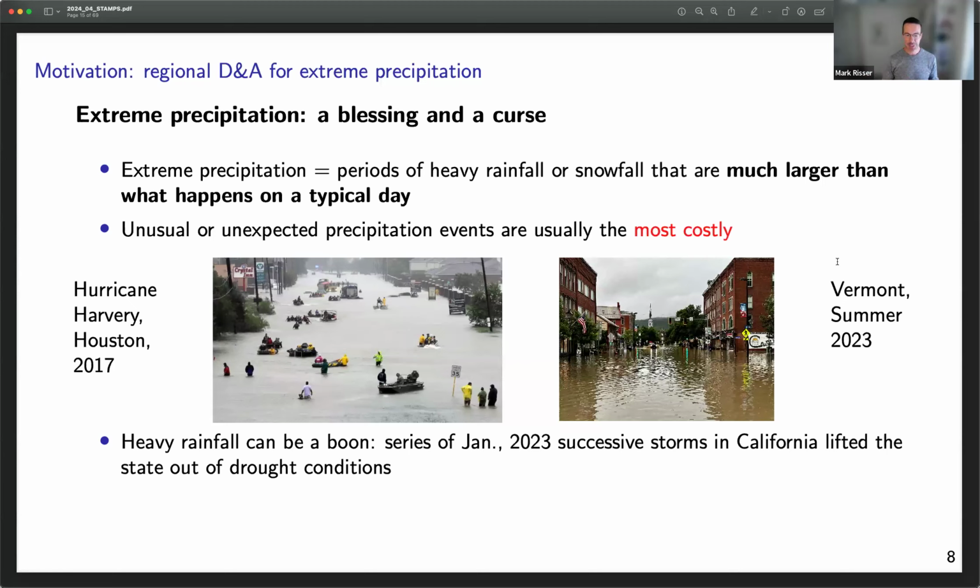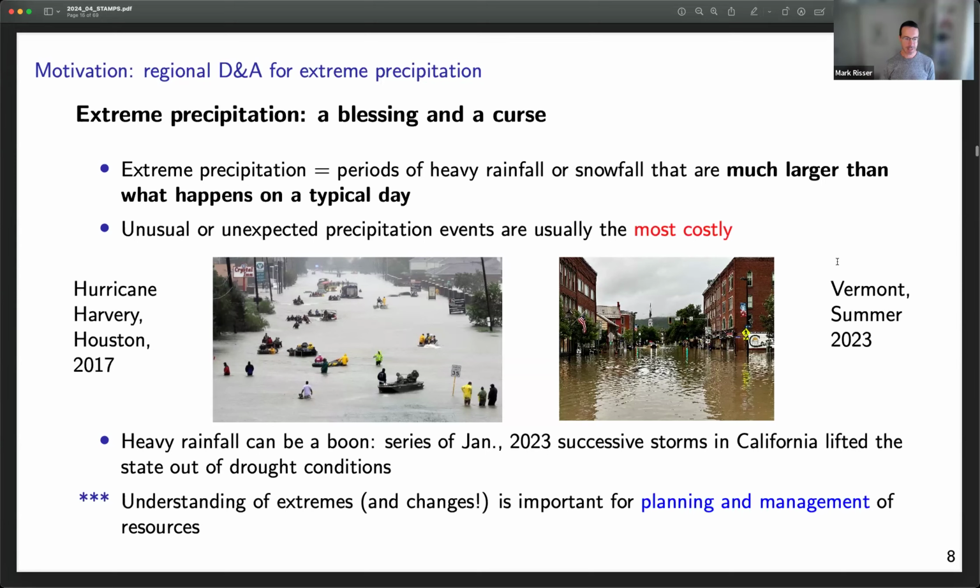Extreme precipitation can also be a good thing. About a year ago, there was a series of storms in January in California that lifted the state essentially all at once out of drought conditions over the course of a couple weeks. So what I'm hoping to communicate here is that it's really important to understand these extremes, but also how they're changing, from a planning and management standpoint when we're talking about human systems.